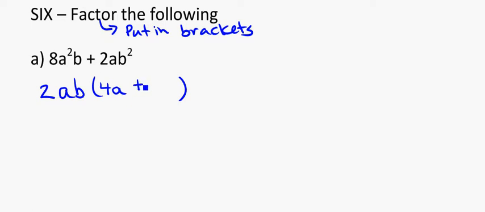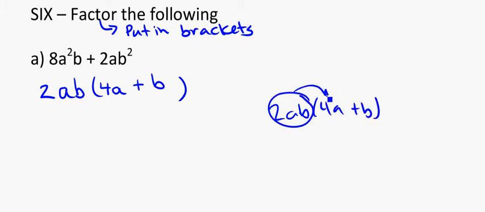And for the next term, what times 2ab will get me back to 2ab squared? Well, there's already 2, there's already an a, but there's only one b, so I need one more b. And that's my final answer here. Now to check it, 2ab, 4a plus b, try expanding it out. Go backwards again. And this is just to check your work.